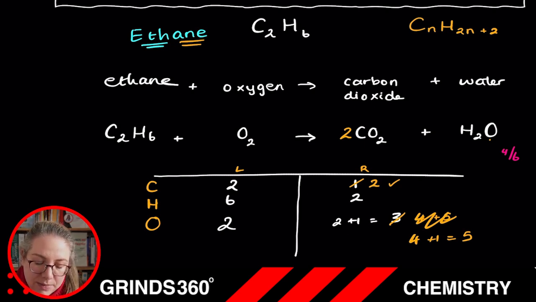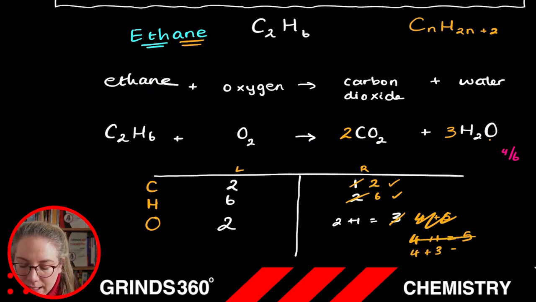Now, hydrogen is up next. What do we put in front of the H2O that's going to balance the hydrogen atoms? I would put a 3. 3 times 2 is 6, making it 6 atoms of hydrogen on each side. So the hydrogens are balanced, but it has now changed the oxygens. You still have 2 times 2 is 4, but now you have to add 3. So it's 4 plus 3 is equal to 7. There's a total of 7 atoms of oxygen on the right-hand side.